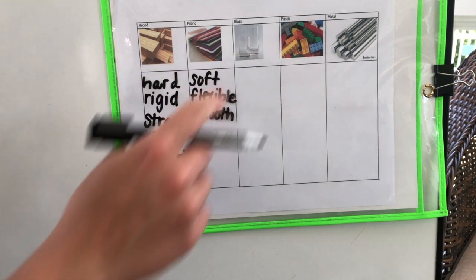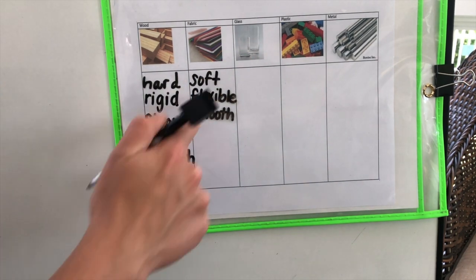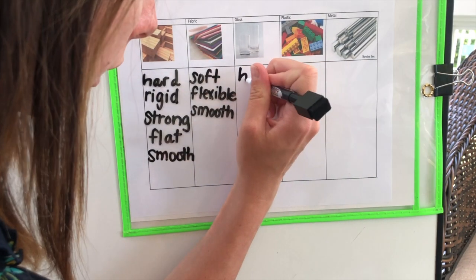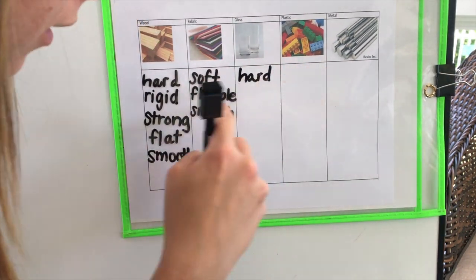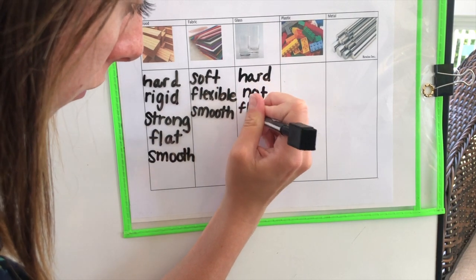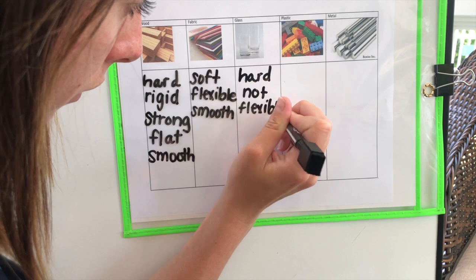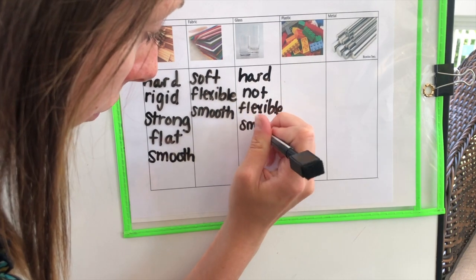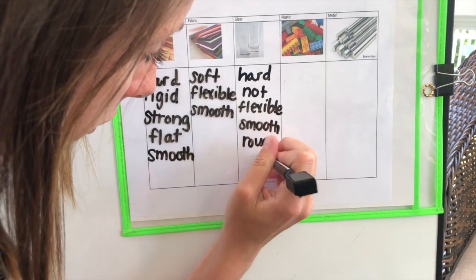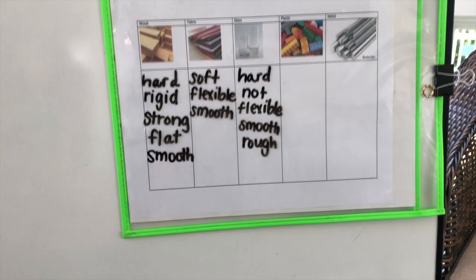All right, what about glass? Glass cups. Well, glass is not soft. We could say that the opposite would be going back to hard. Glass is not flexible. So we'll say that, not flexible. Glass can be smooth, but it could also be rough. So we'll write both. It could be smooth and rough.